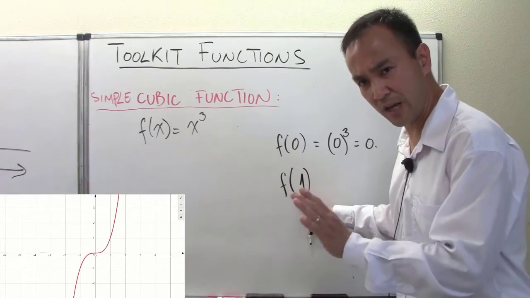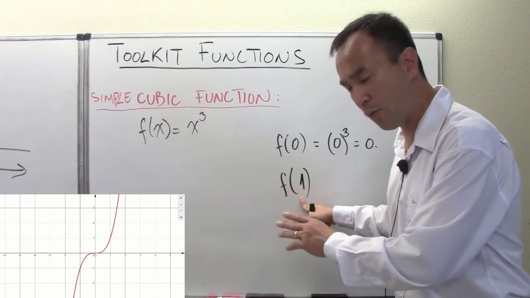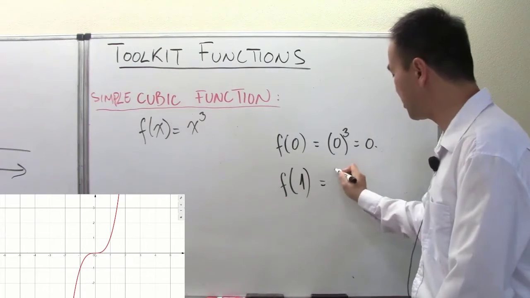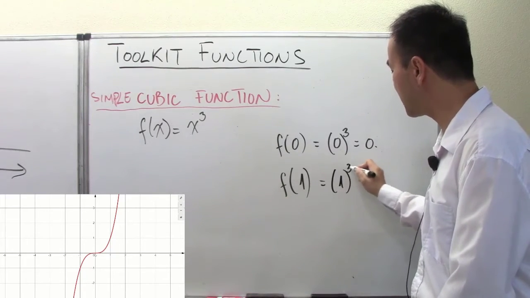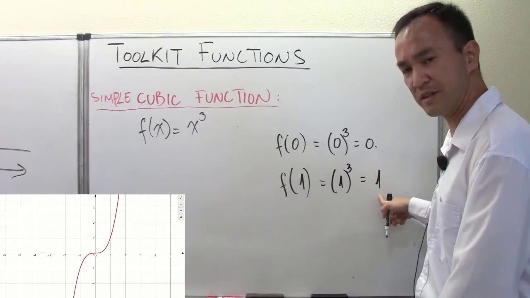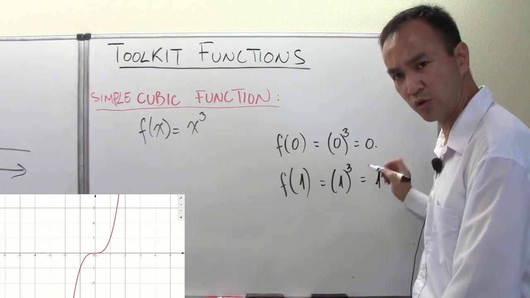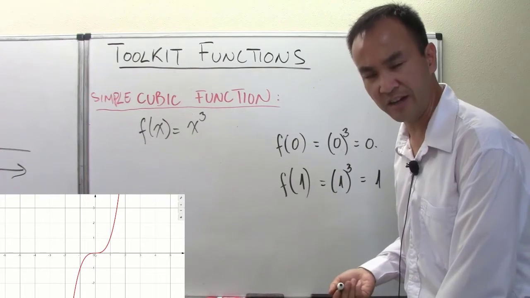Okay, when the input equals specifically 1, the rule stated that we need to raise the input to the third power, and so it gives me an output of 1, because 1 cubed equals 1. It's just a simple algebraic rule right there.